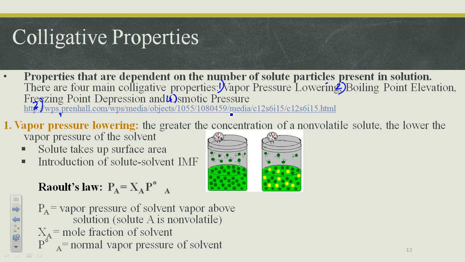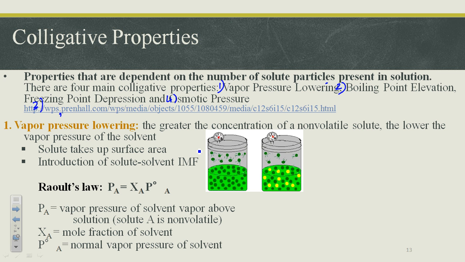Vapor pressure lowering refers to a phenomenon: if you add a non-volatile solute, meaning a solute that will not go in the gas phase, to a pure solvent, then the solution's vapor pressure decreases, or the solution's vapor pressure is less than that of the pure solvent.